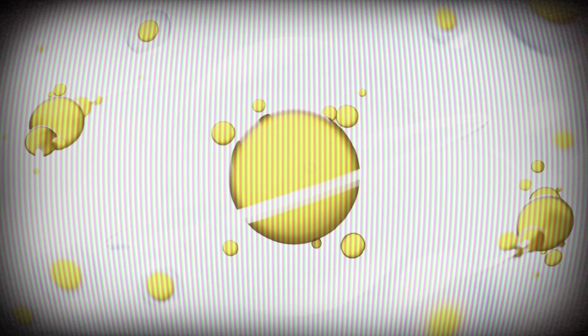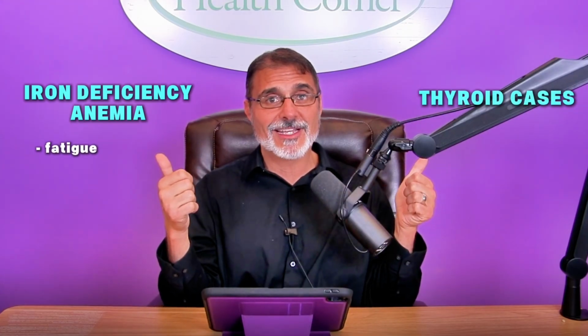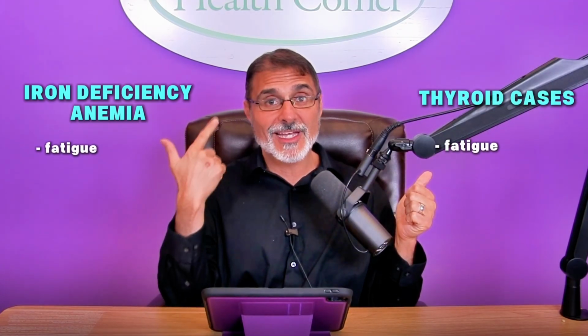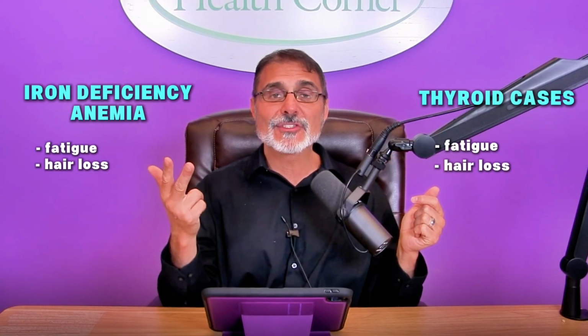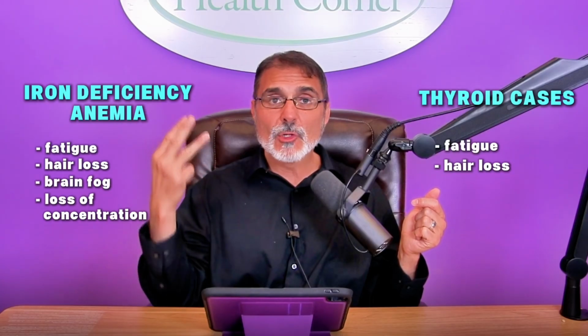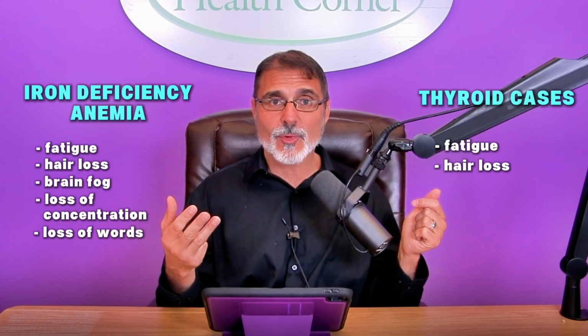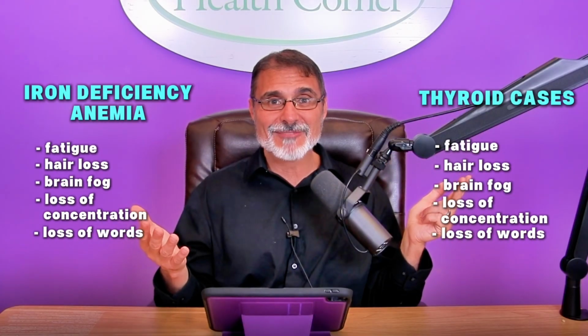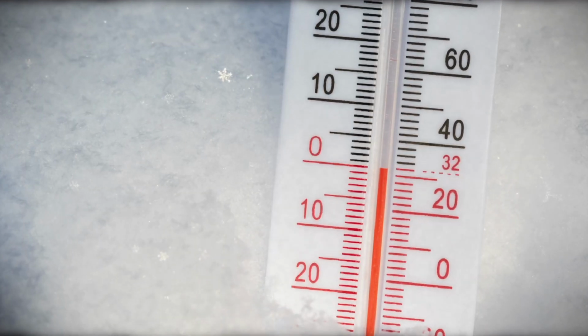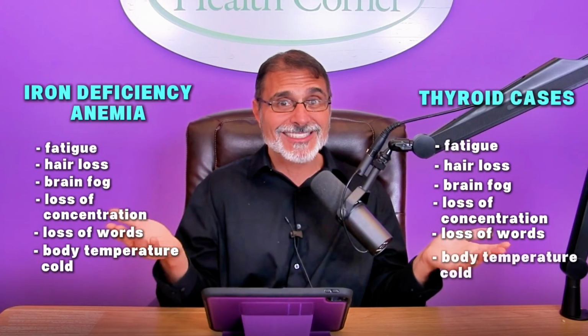One of the crazy things is iron deficiency anemia symptoms actually mimic hypothyroidism. Think about it. In iron deficiency anemia, you have fatigue. In thyroid cases, they get fatigue. In iron deficiency anemia, you get hair loss. In thyroid cases, we get hair loss. In iron deficiency anemia, you get brain fog. You get loss of concentration. You get loss of words where you can't word track properly. The brain is just not functioning well. In hypothyroidism, all the same symptoms. In iron deficiency anemia, your body temperature is cold. In hypothyroidism, your body temperature is colder, right?